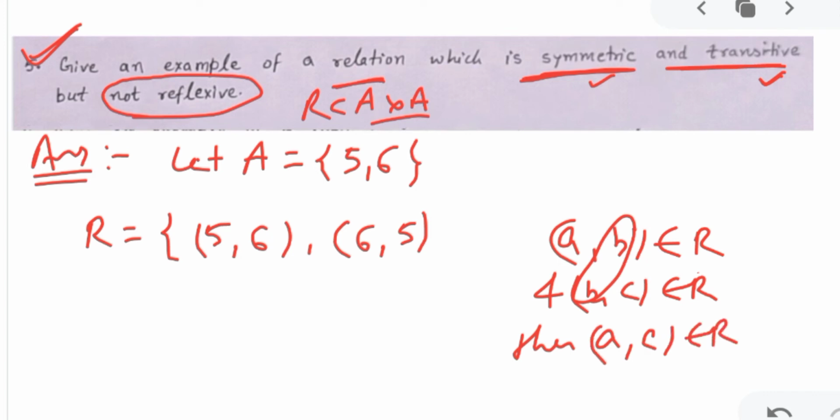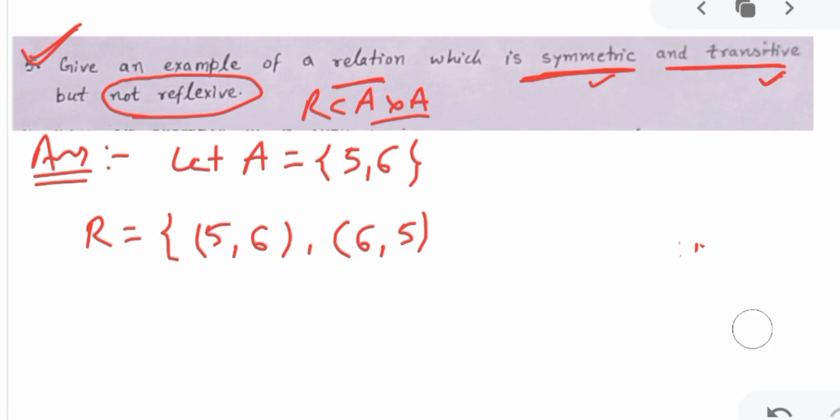This is the meaning of transitive relation. Here, if you see (5, 6) is there and (6, 5) is there. So this 6 is common, the second element and the first element. So (5, 5) should be an element of this, then only I can say this relation is a transitive relation. So I will put that element (5, 5).